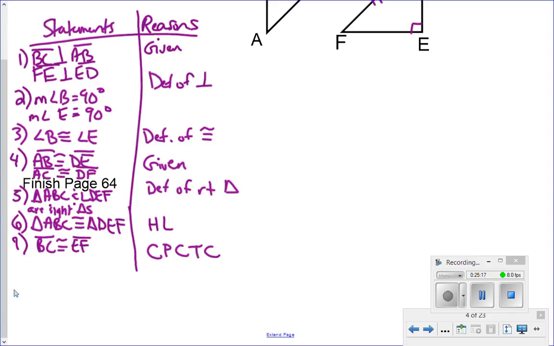Now, in class, I did have students finish the rest of page 64. So if you weren't in class, you'll need to do that for homework. Finish up the rest of page 64. And then we did go over that in class. If you have any questions, see me.